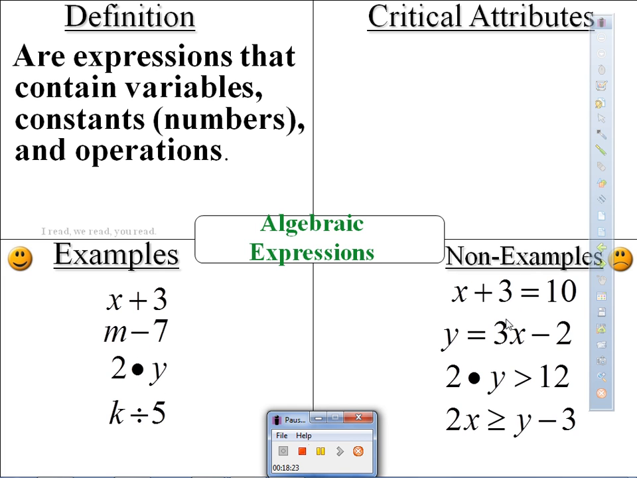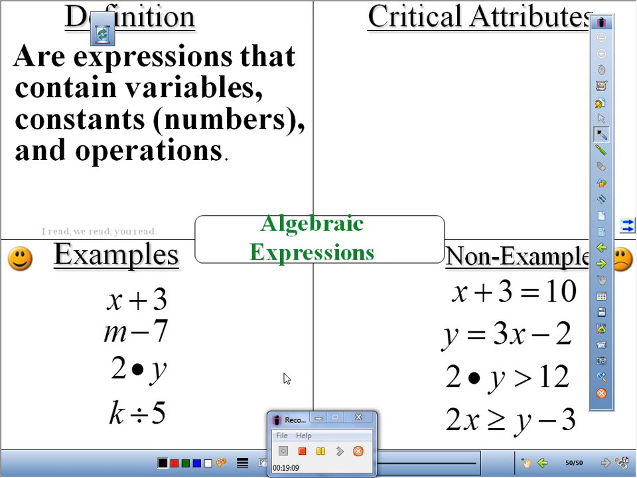Look at these. Tell your neighbor why these are not algebraic expressions. Yeah? We got this? Xavier, why are these not? Because they're equations. That is correct. And we're not in equations yet. We're in expressions. And the other ones are what? Inequalities. Are we there?